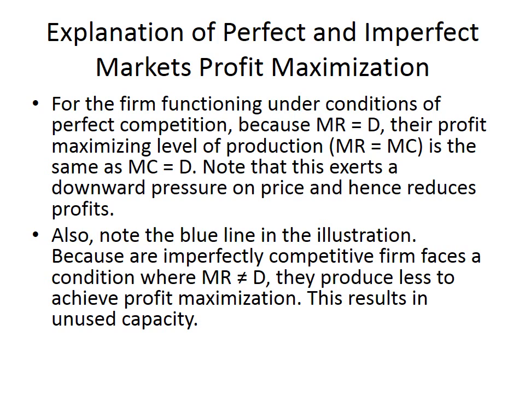Now, you note that blue line that was there in the previous slide. Okay? That's unused capacity. You noted that our imperfectly competitive firm's optimal production level, meaning profit maximizing production level, was less than our perfectly competitive firm's. That is how they're going to exert market power. That's how an imperfectly competitive firm exerts market power.